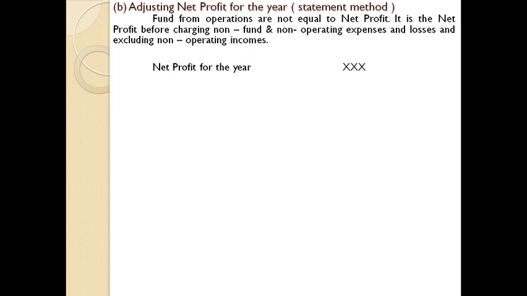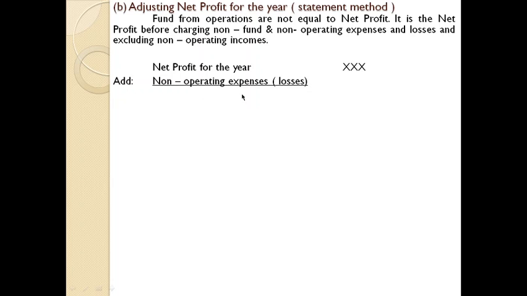So a fund from operations statement begins with net profit for the year, and from that you need to add back non-operating expenses. Why are we adding back expenses? Usually we are deducting expenses, because we are trying to find the actual fund from operations of the business. And here the net profit for the year is obtained by deducting these non-operating expenses from some sort of total income. So if you add back these expenses, you will get the actual fund from operations.